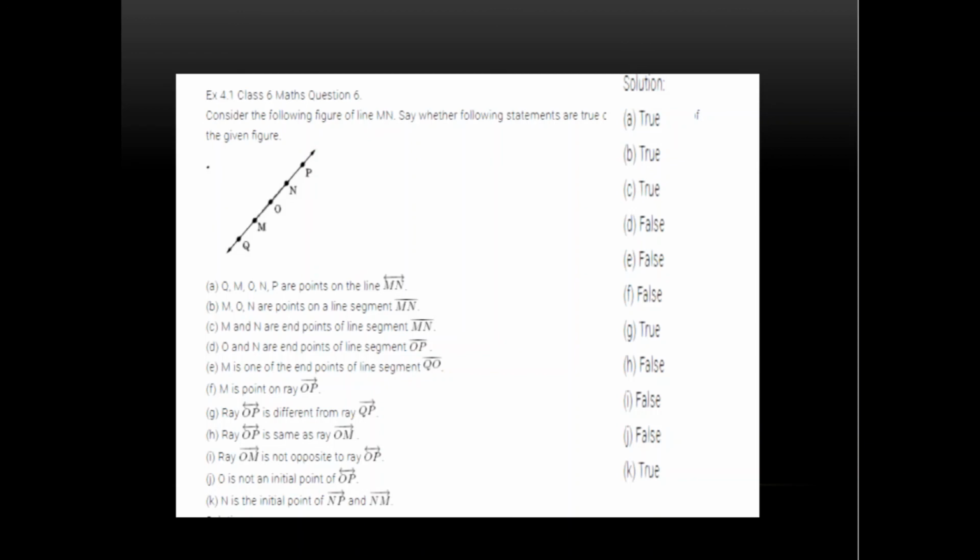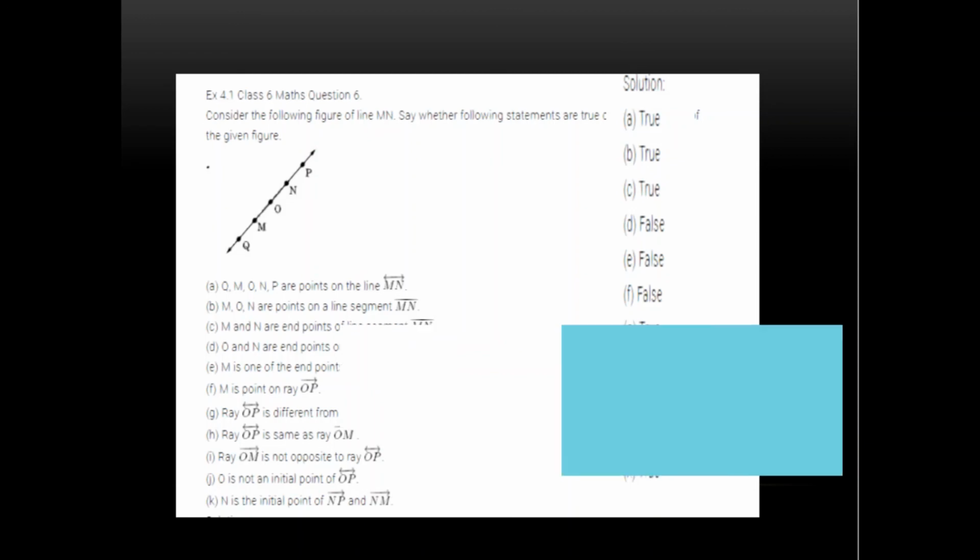This is again false. Then O is not an initial point OP. That is again false. And N is the initial point of NP or NM, and this is true because it starts from N only. That's all with this.